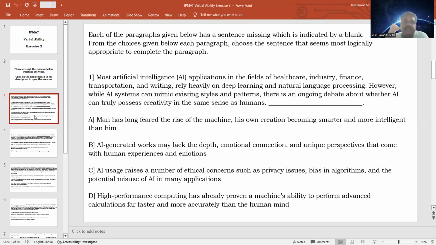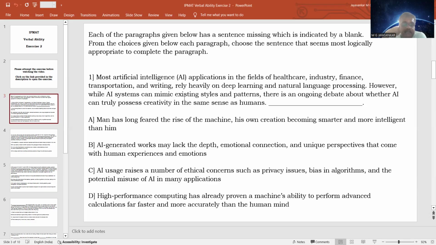Right. So the first set of questions is based on a particular challenge where there is a missing sentence. You have to read the paragraph and then from the options, select the sentence which is the most suitable option to fit in the logic of the paragraph.